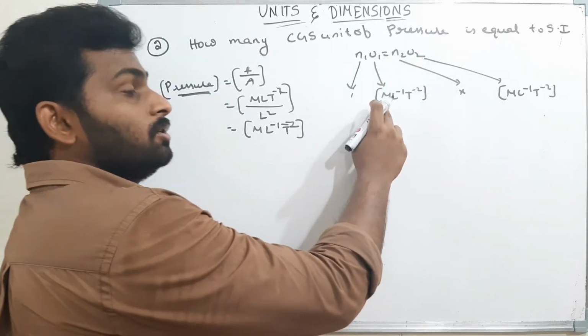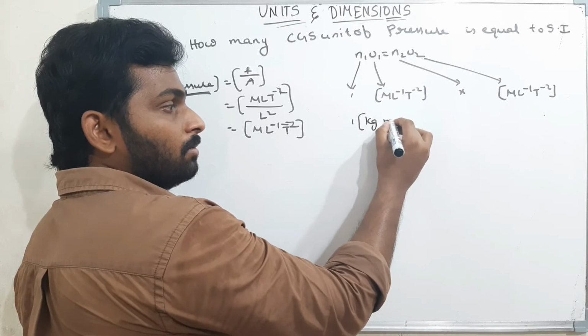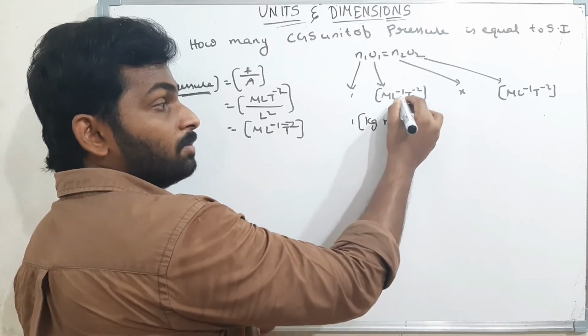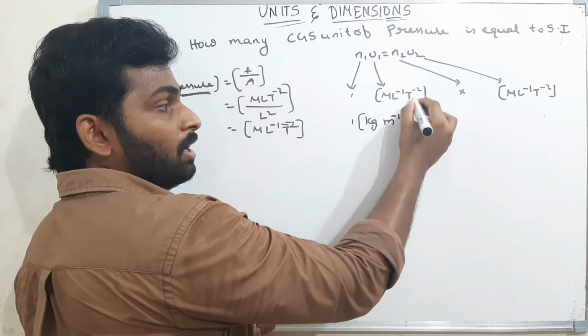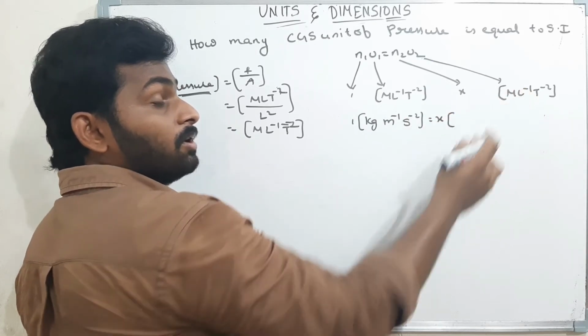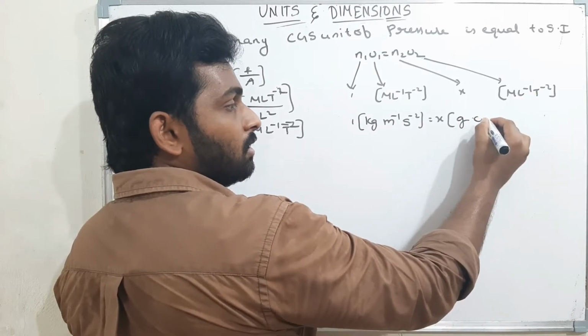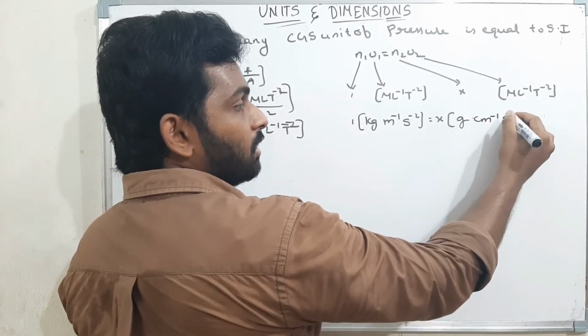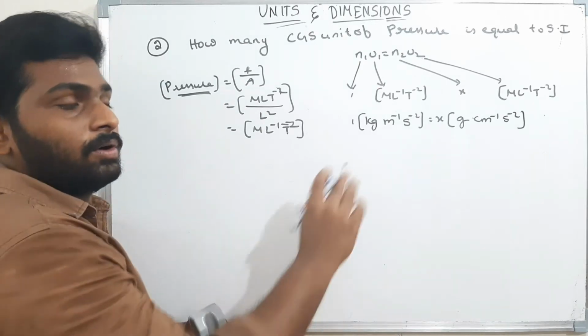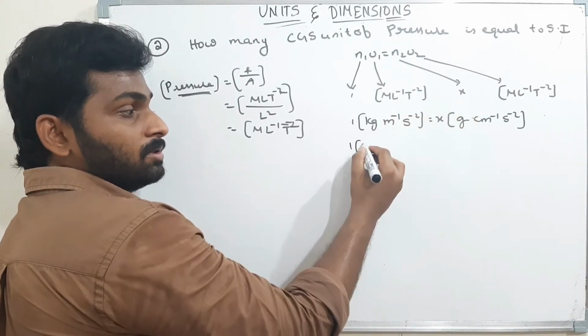Therefore, in SI system, what is the unit of mass? Kg. Unit of length? Meter, and this minus 1. Therefore, meter minus 1 and time S minus 2 is equal to X into, in CGS system, what is the unit of mass? Gram. And unit of length? Centimeter inverse, and unit of time is second, therefore S minus 2. Therefore, convert into values.